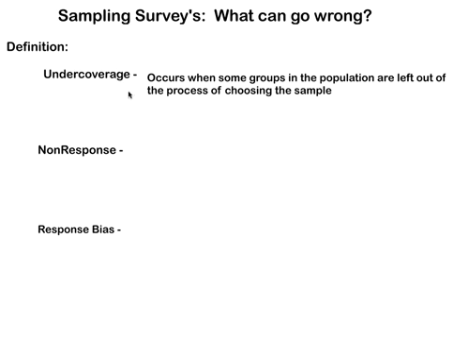Undercoverage occurs when some groups in the population are left out of the process of choosing the sample. So for example, whenever the census is done, questions are asked by either going around to people's homes, making phone calls to people that live in houses, or through the mail. And so people that are undercovered during the census are people that are homeless or live in hotels or don't have stable home lives.